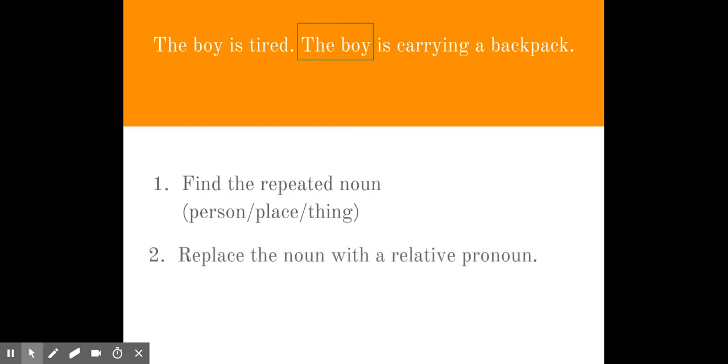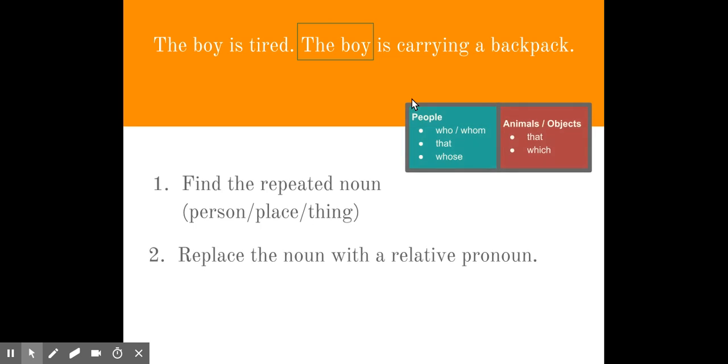And now we're going to replace this noun phrase with a relative pronoun. So the boy, is he people, animal, object? Right, he's going to be a person, so we're going to use who, whom, that, or whose. Now, is this in the subject position or the object position? This is the subject, right? This is the object. So we can't use whom.